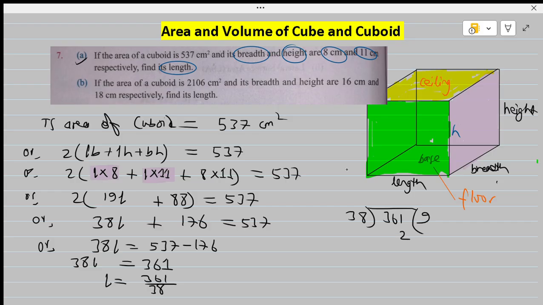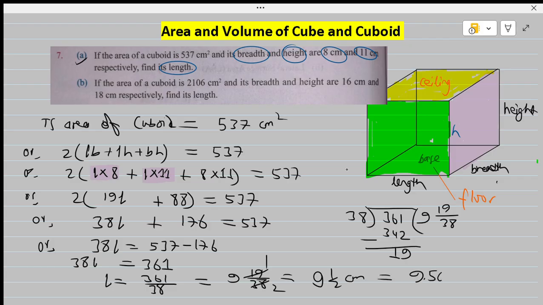So 9 times 8 is 72, 9 times 3 is 27, 27 and 7 is 34. And now subtract: we get 19. So it's 9 whole number, 19 by 38. And the thing is, 19 and 38 you can cancel, 2 times. So here 9 whole number, 1 by 2 centimeter, or you may say this is 9.5 centimeters.